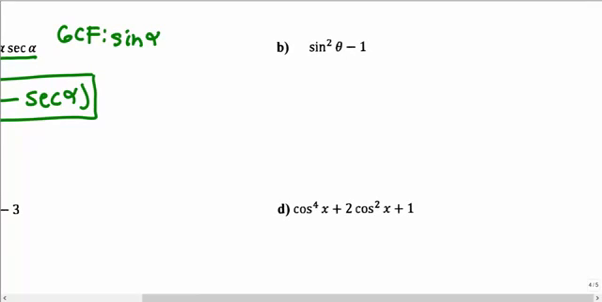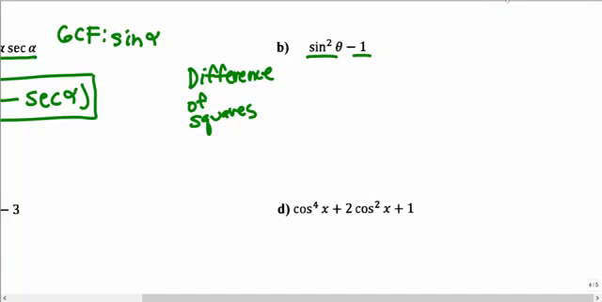If we wish to factor sine squared theta minus 1, we have two separate terms, and both of these would be what we call perfect squares. So we're going to think back to algebra when we factor something called a difference of squares.